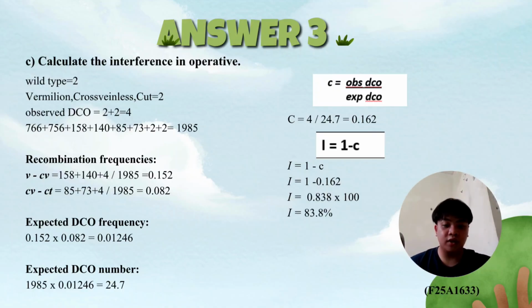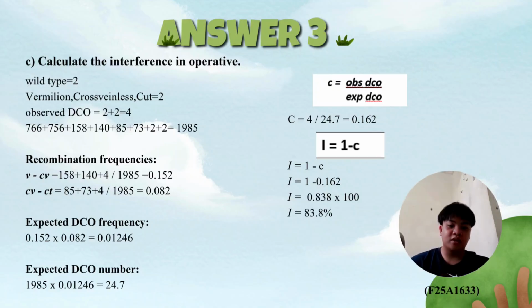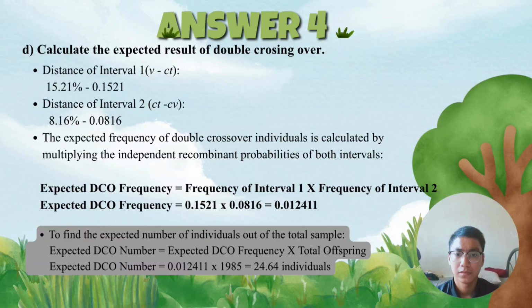0.162. Okay, to finally calculate the interference, we use the formula. You can see the formula there. We use this and get the answer 0.838. So the interference value is 0.838, or 83.8%. Thank you.